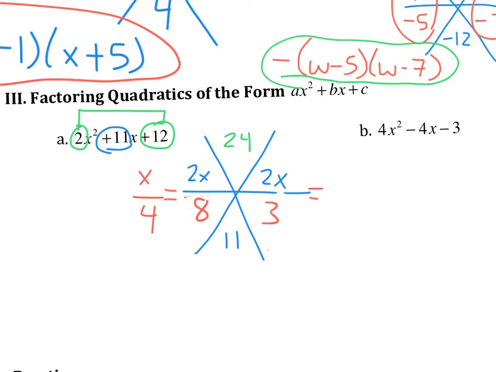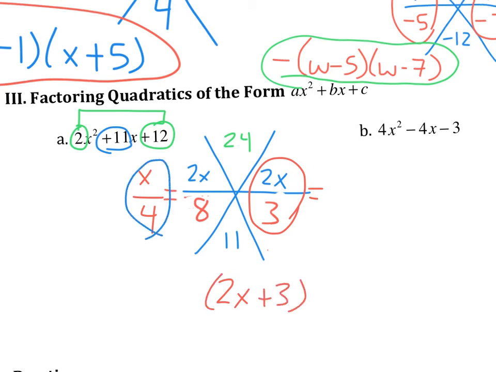Is there anything that I can reduce? And the answer is no. 2 and 3, there's no common factors. So the 2x plus 3 is one of my factors. And the reduced fraction over here acts as the other factor. So pay attention that you almost always have to reduce one of the fractions. Sometimes it'll be both, but one of these wings here will probably reduce, especially when there is an A in the front, especially when there's an A in the front.